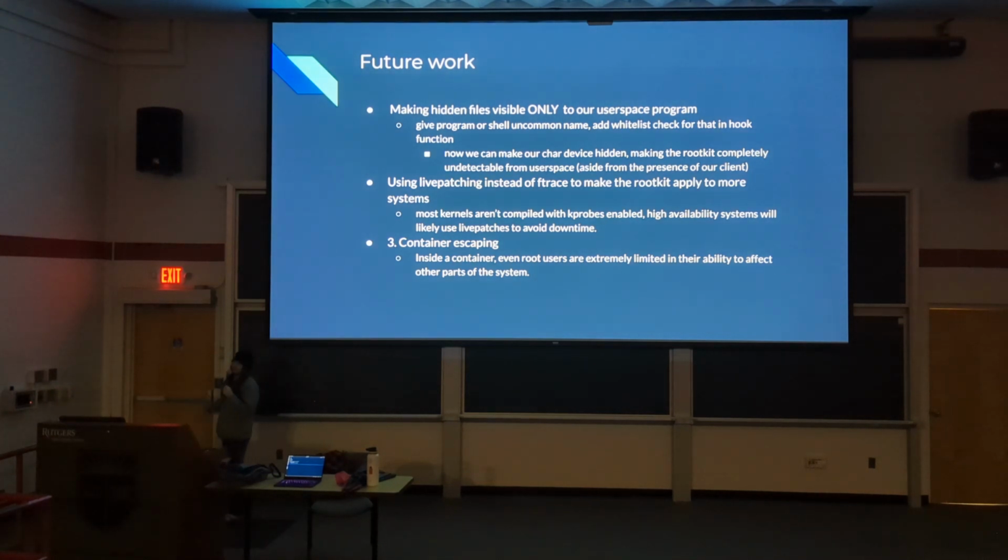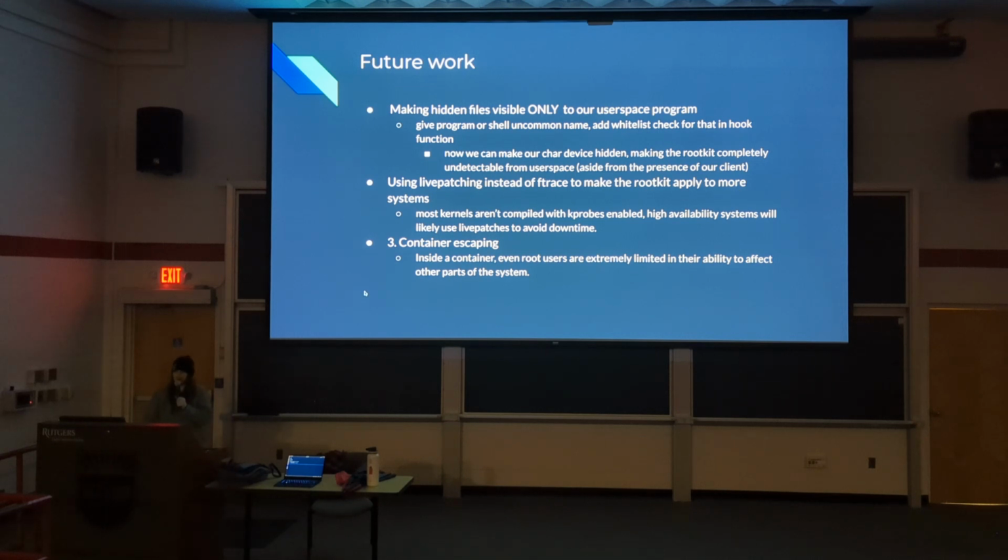Now we're going to talk about future work, or what we can do to improve this. The first idea that we had was making hidden files visible only to our user space program. This would actually be really trivial. All we need to do is modify the previous bit of code and give our program or shell a really uncommon, weird name, and add a whitelist for it. So we check: if it's in the blacklist but the process is in the whitelist, show it anyway.